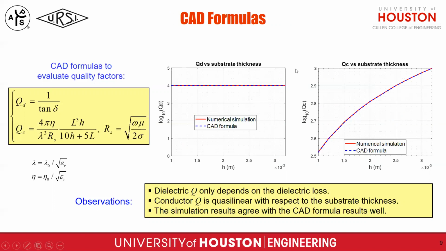In these two figures, we show the QD and QC varying with the substrate thickness. We can see the QD is almost constant, even as we increase the thickness. This is because the QD only depends on the dielectric loss. And the QC is quasi-linear with respect to the thickness. That's true in the formula. So in these two plots, we can see the CAD formula results agree well with the numerical simulation results.